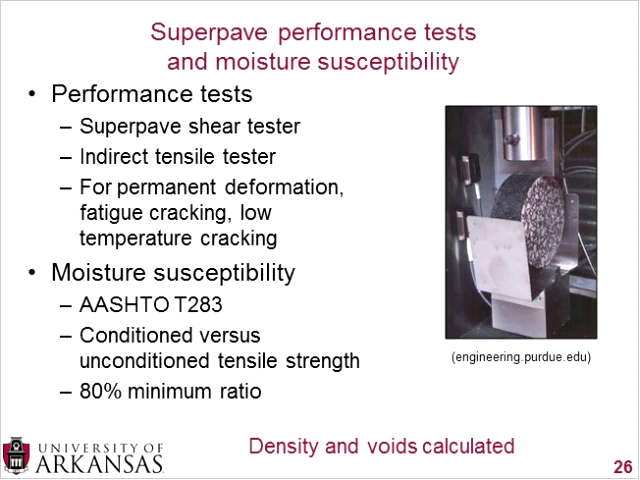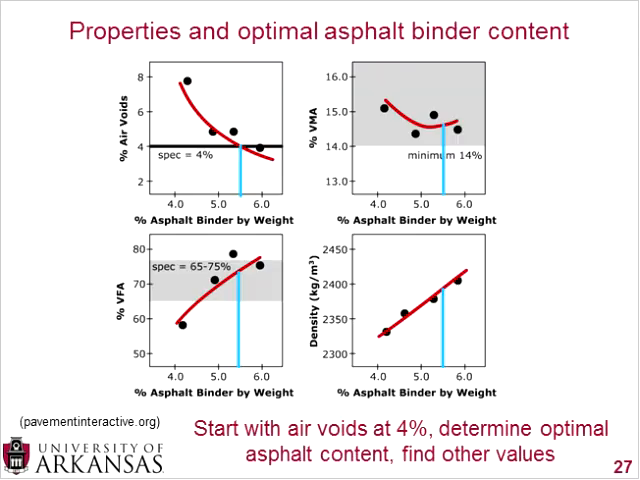Also at this time, you're looking at different asphalt and aggregate levels, so you have your density and voids calculated. And this is very similar to the Marshall mix design. You start with your air voids versus asphalt binder, so in the upper left-hand corner, and you are again targeting 4% air voids. And you go along that 4% line to the right until you hit the curve. And then at the curve you go down, and you can find your estimated optimal asphalt content there.